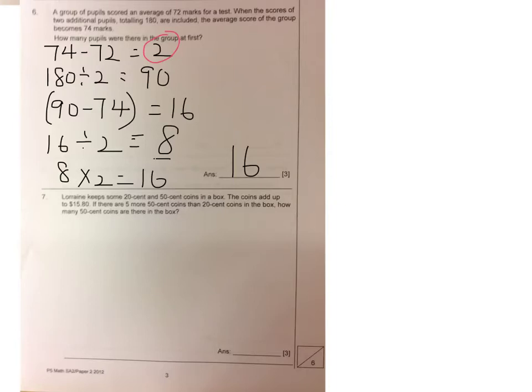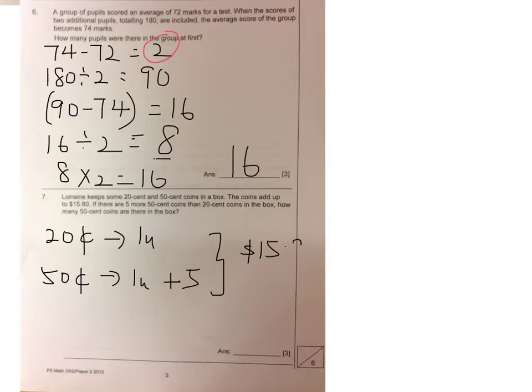Lauren keeps some 20-cent and 50-cent coins in a box. The coins add up to $15.80. If there are 5 more 50 cents than 20 cents, how many 50 cents are there? Okay, so we have 20-cent coins. We also have 50-cent coins. This is 1 unit, but there is 5 more. Altogether, this gives $15.80. So first of all, you find out the amount of these 5 more first. So 5 times 50 cents is $2.50.